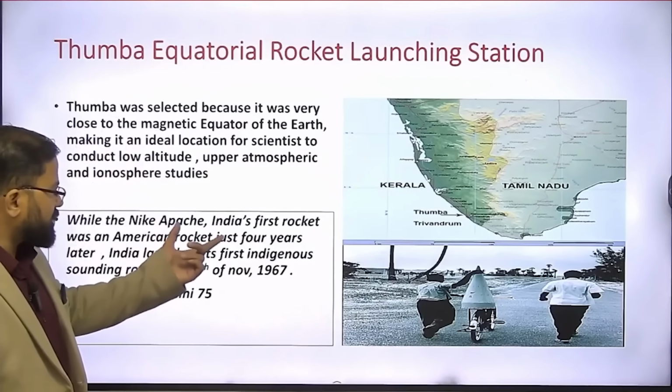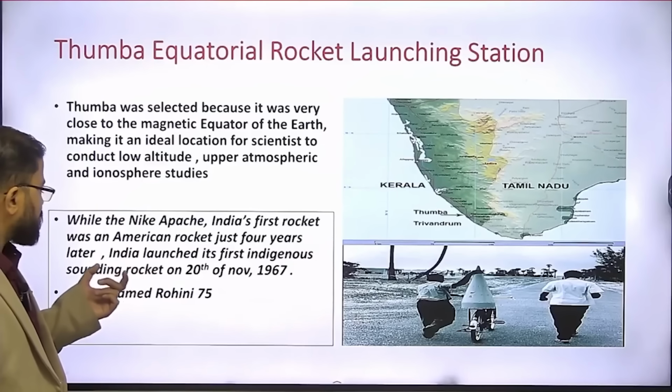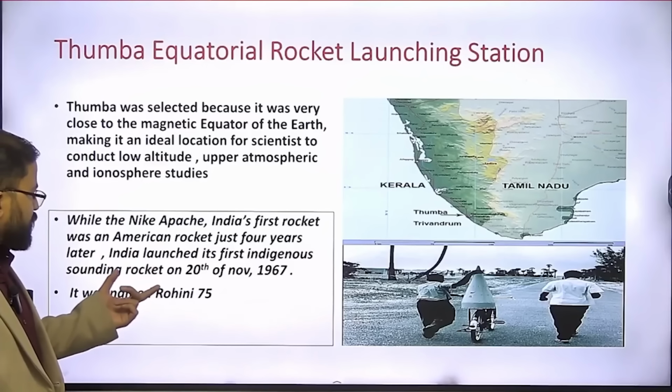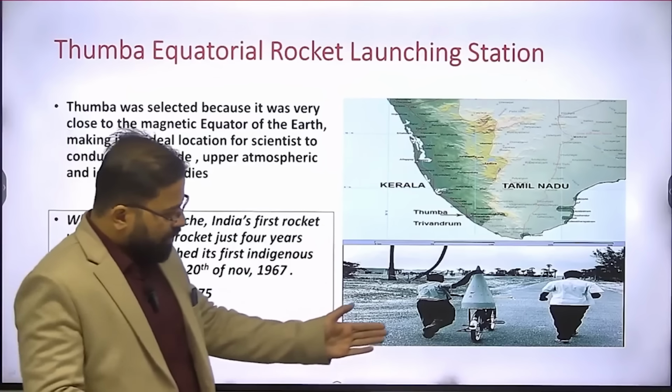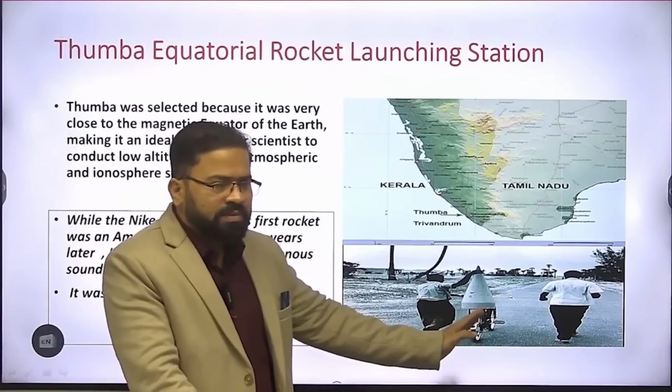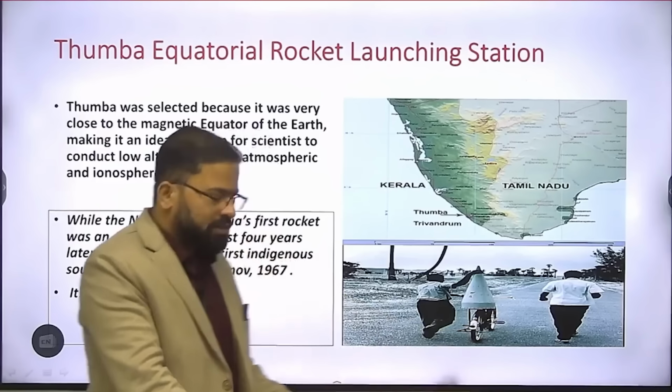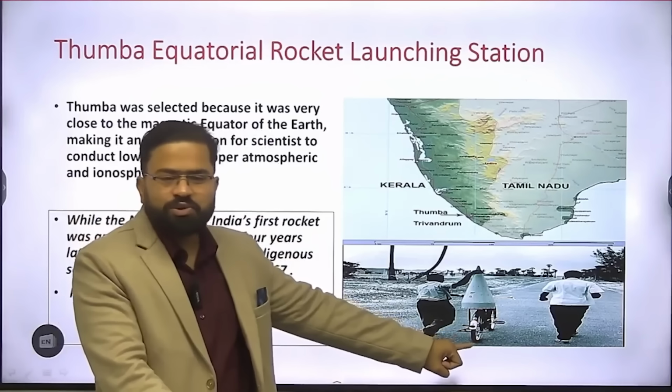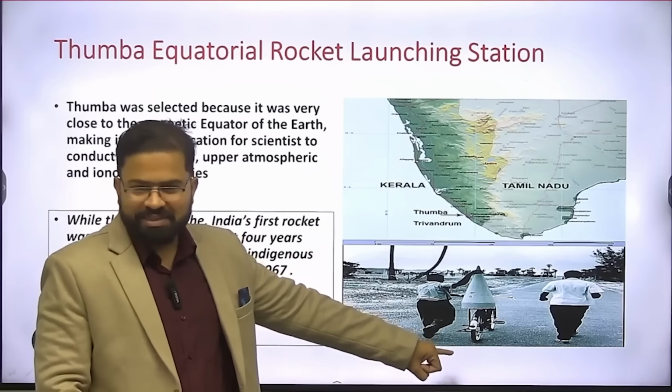While the Nike Apache, India's first rocket, was an American rocket, just 4 years later India launched its first indigenous sounding rocket. This is the Indian sounding rocket. What is the name? The indigenous rocket, Rohini 75. This is how we used to carry the rocket during that time.